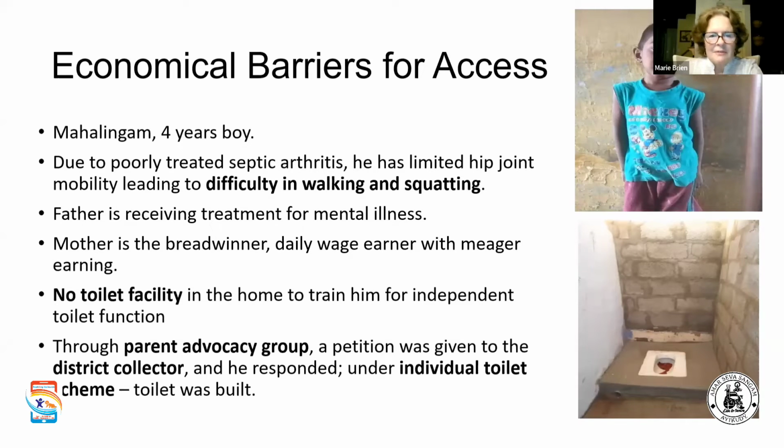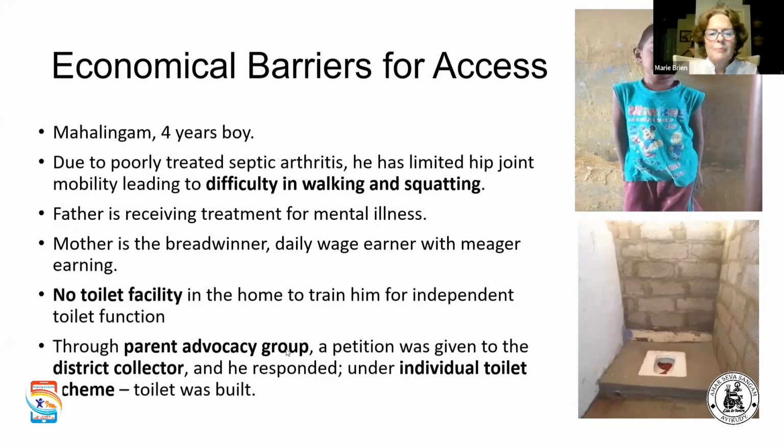Just to give you a bit of information about the family, the father is receiving treatment for mental illness, and the mother is the only breadwinner, a daily wage earner with a meager earning. They have no toilet facilities in the home to train him to be independent in his toilet functioning. So this is an example of economic barriers to access, and that limited access is having an impact on his toileting needs and independence.